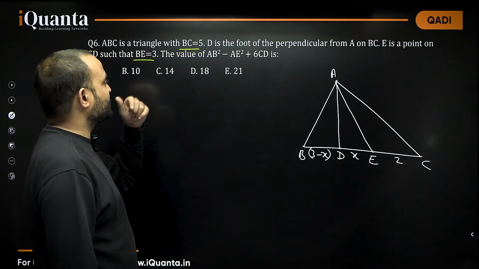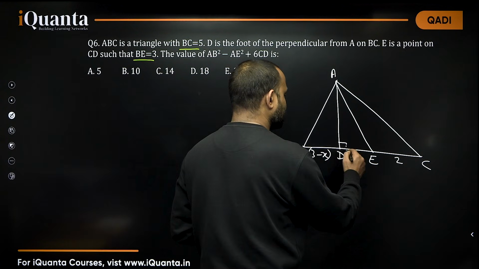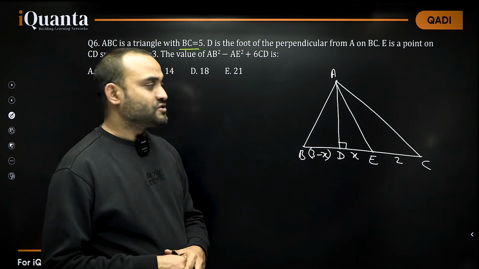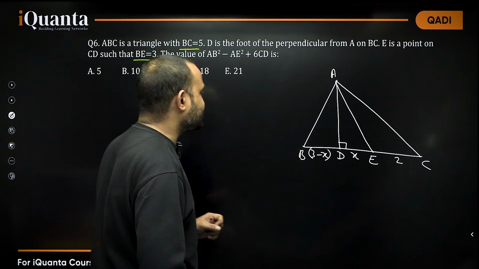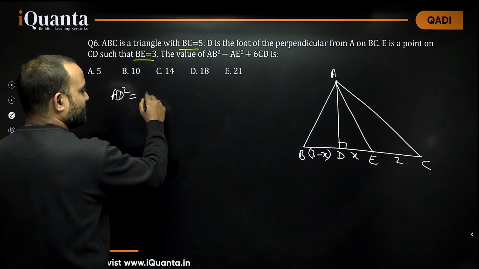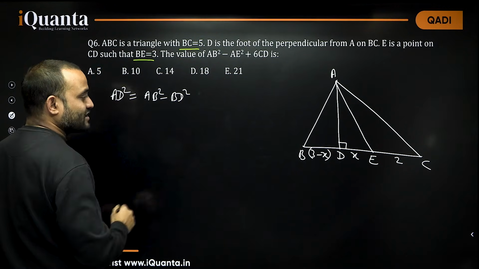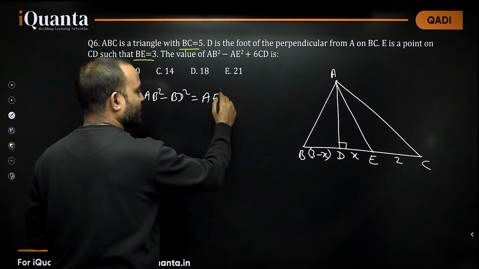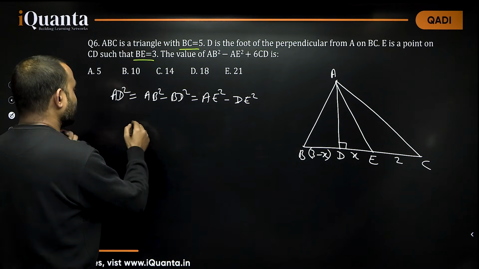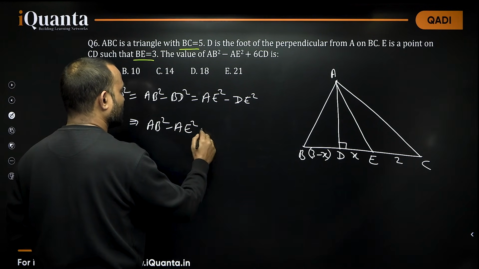Now we need to find AB square minus A square and plus 6CD. So first of all, our target should be, how do we achieve AB square minus A square? So we have common perpendicular, right? ED. Can I say that AD square will be equal to AB square minus BD square, right? And that will be same as AE square minus DE square. So can you see? We are getting AB square minus AE square.